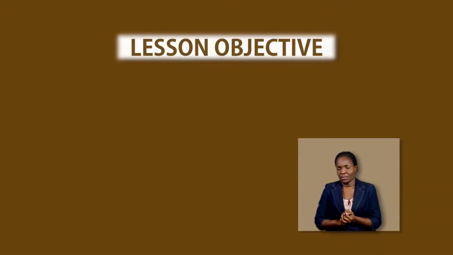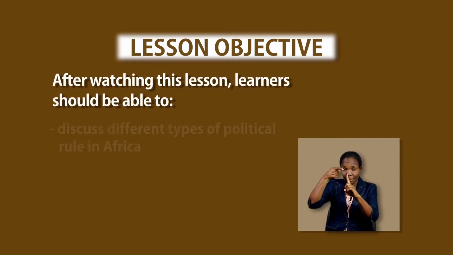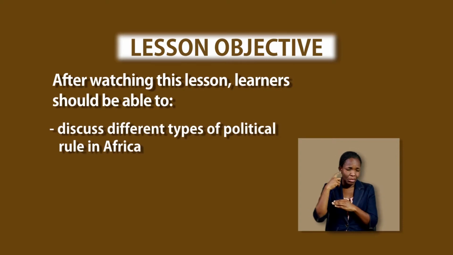Today we are talking about different types of political rule on the continent. They are the traditional leadership, monarchies, colonial rule, a few democracies and authoritarian regimes, and we will discuss each of these briefly. Our lesson objective then is that learners should, after watching this lesson, be able to discuss the different types of political rule used in Africa.